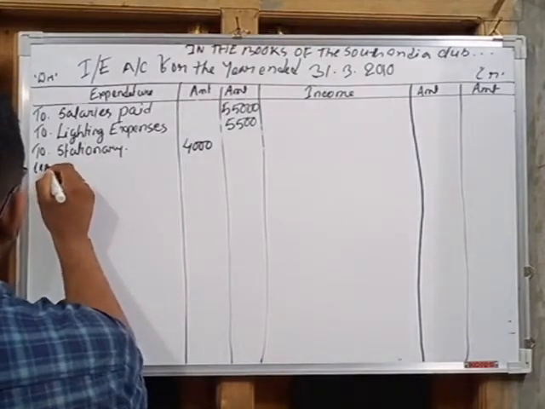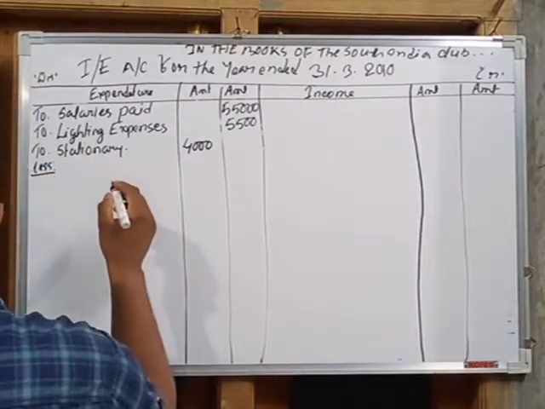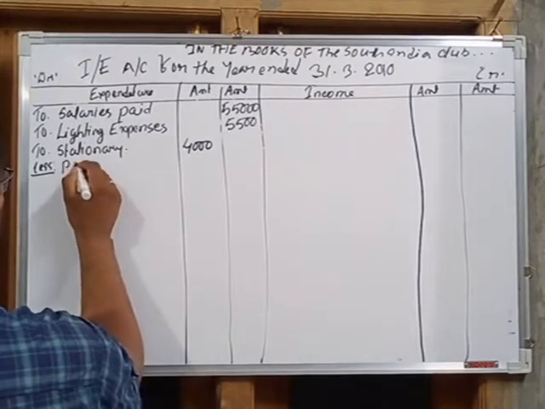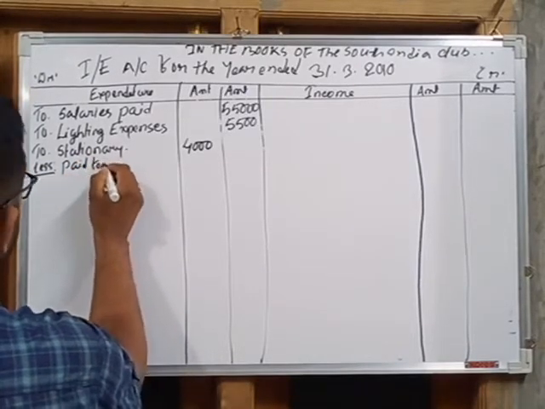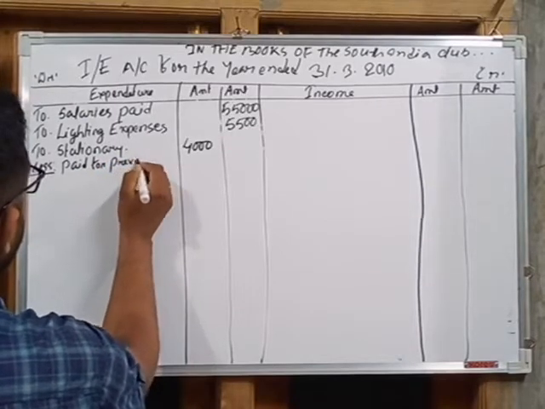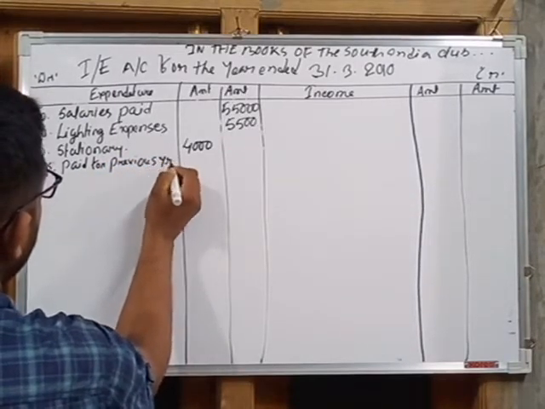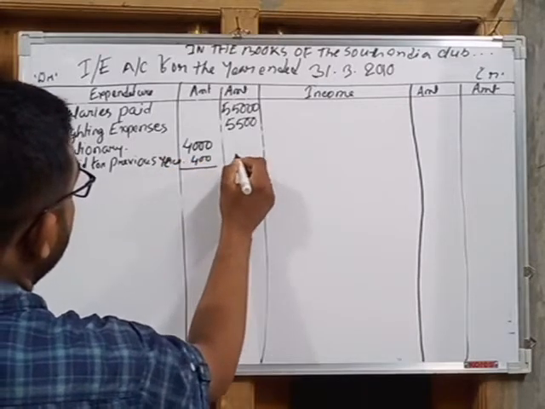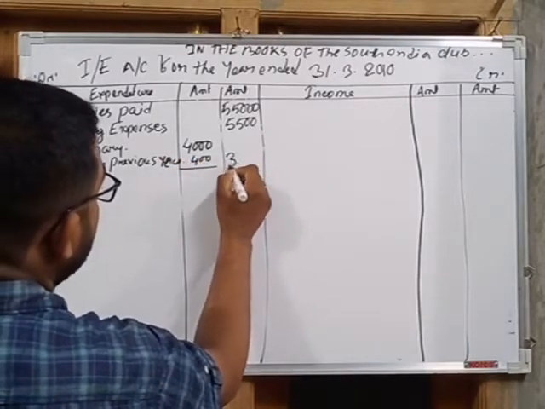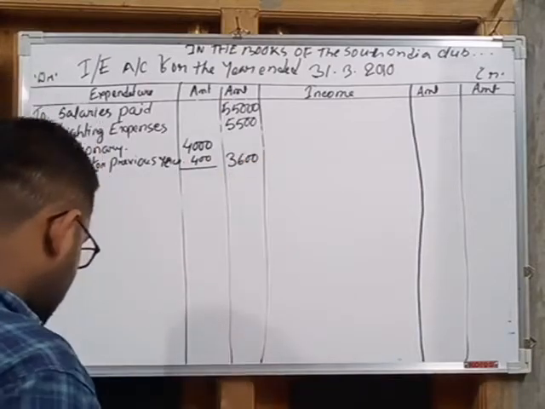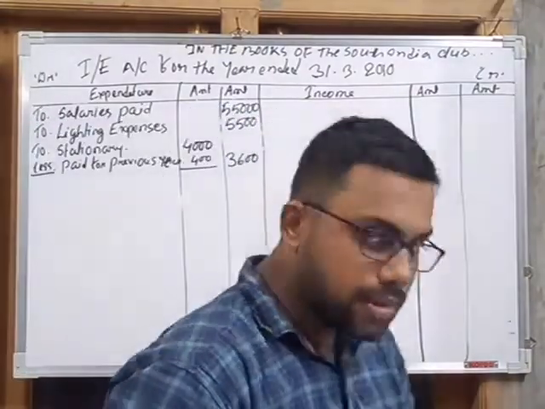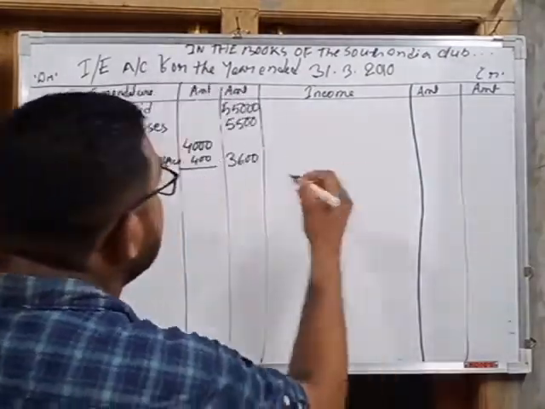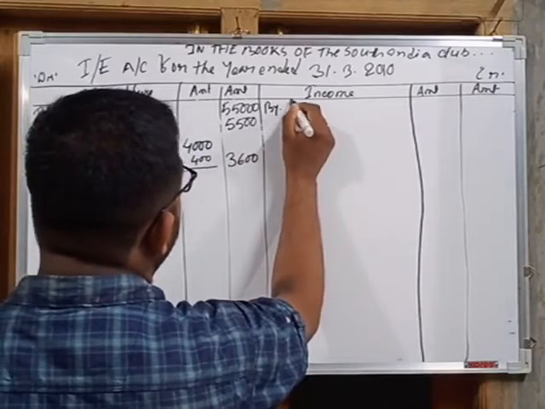Less paid for previous year. Okay, previous year 400. So what is the actual money payment for the current year? 3,600. Next, subscription receipts. So subscription is an income, so it will come on the income side, by subscriptions.